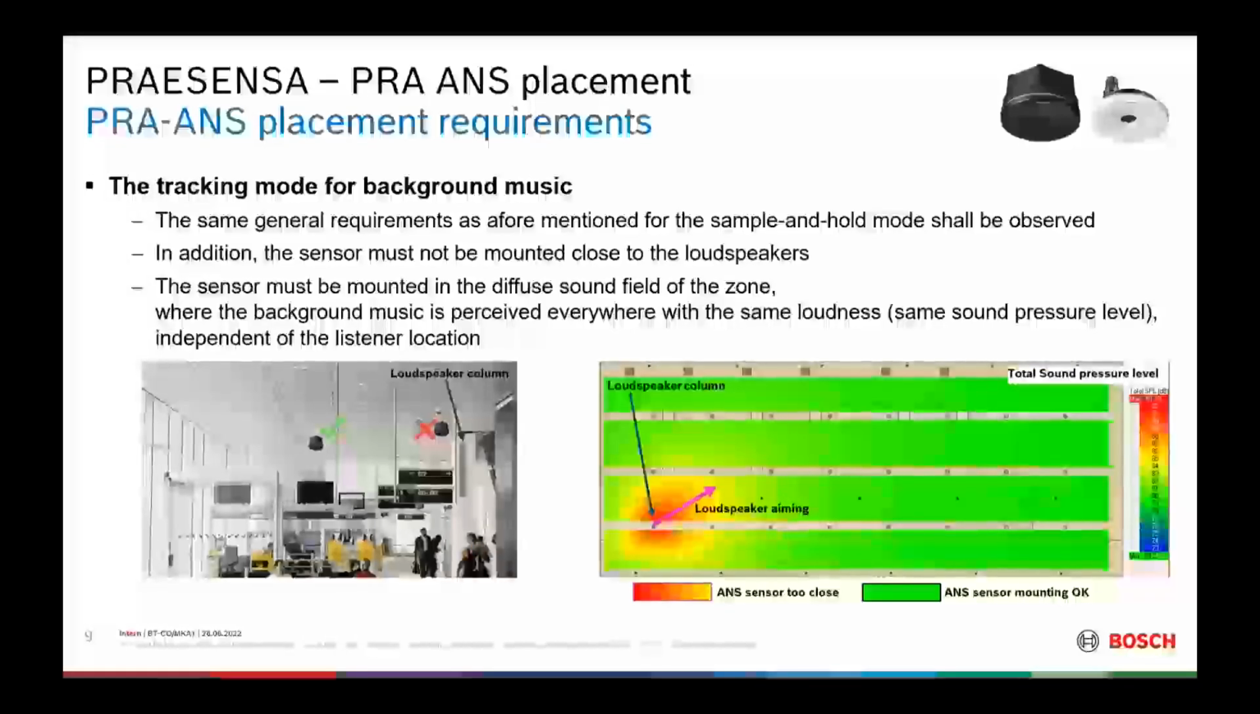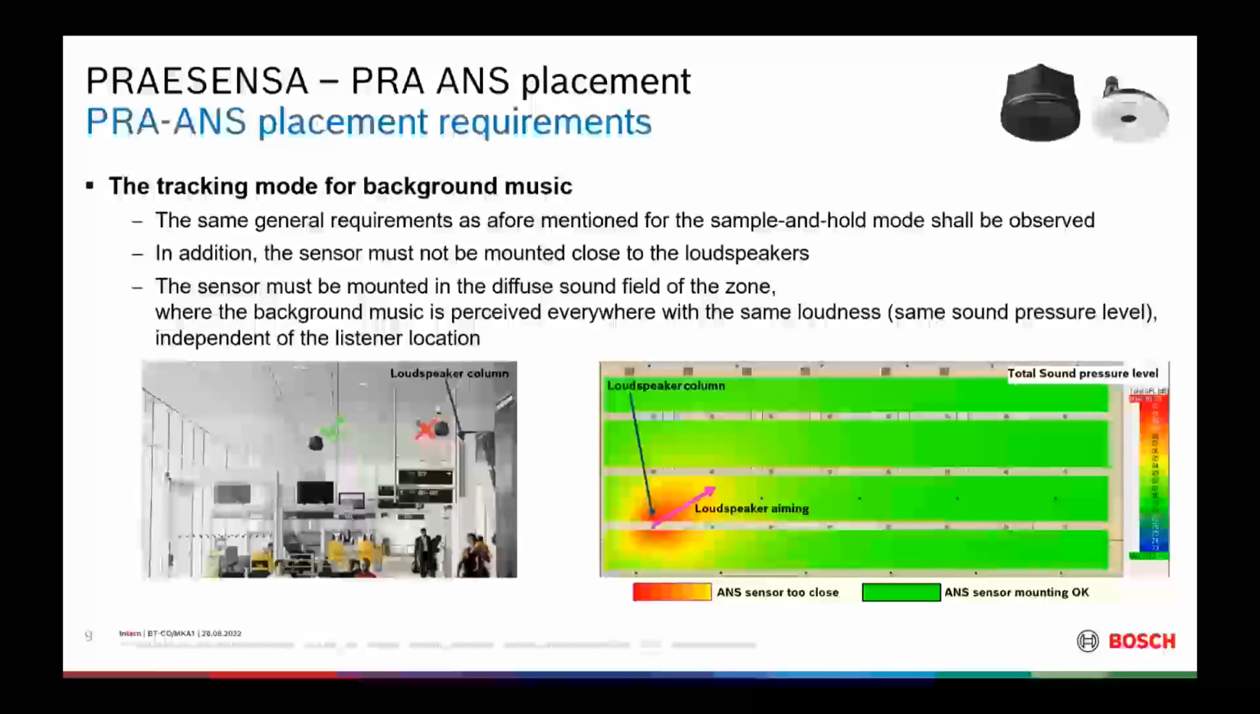If you have a loudspeaker mounted here in the lower left position, for example a column loudspeaker aiming sound into the zone as indicated by the pink arrow, then wherever you mount your noise sensor to level the background music distribution, it should be placed somewhere in the green area and not too close to this, in that particular case, column speaker or loudspeaker in general. So stay in the diffuse sound field, where the sound pressure level is more or less evenly distributed throughout the whole zone.